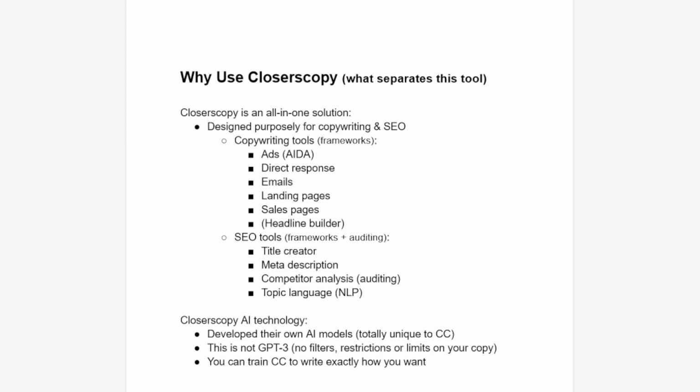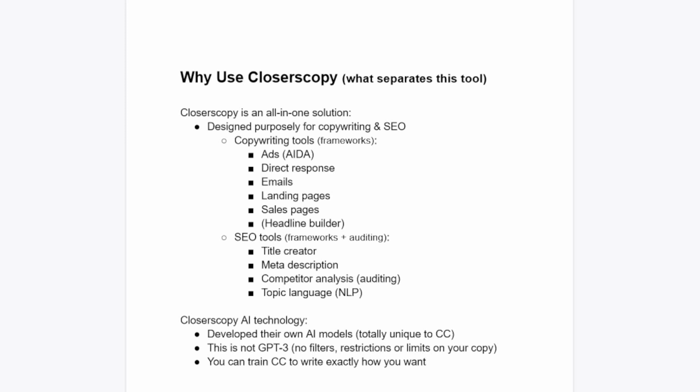And then you've got the SEO tools. Again, part of that's the frameworks, and then you've also got the auditing. So within that, obviously, you've got your title generators, your meta descriptions, competitor analysis, which is the auditing side of things, and the topic language, which is the NLP, natural language processing, which is something that Google uses a lot now to basically rank your content. So what it basically means is, if you're talking about a specific topic, Google expects to see a certain amount of different terminology within that page.